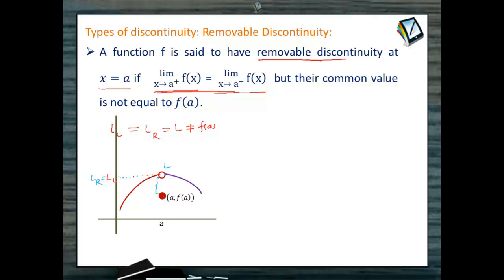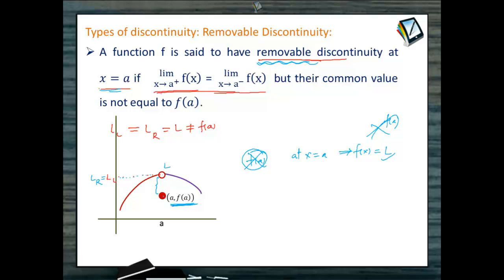Now see the definition. Why do we call it removable discontinuity? Originally f of a is the value at a, but if I redefine the function value at x equal to a as L, the limit, instead of f of a, that is, if this point also comes here, then will the graph become continuous there? Yes, this only depends on defining one single point, right? And such a redefinition of the function makes the function continuous. That's why this kind of discontinuity is called removable discontinuity at the point x equal to a.